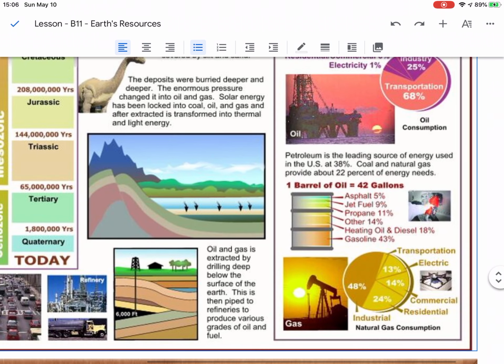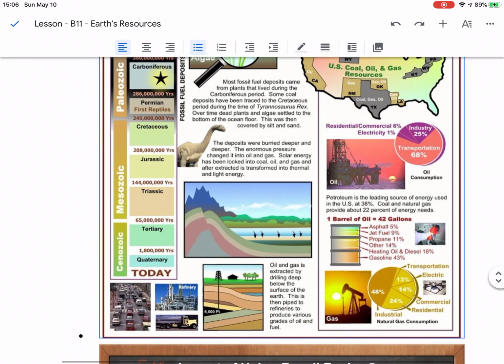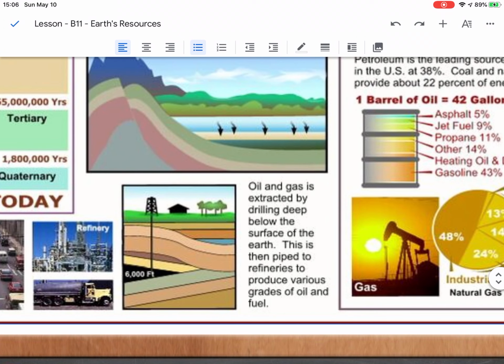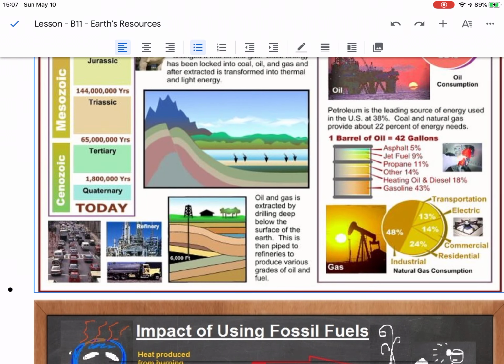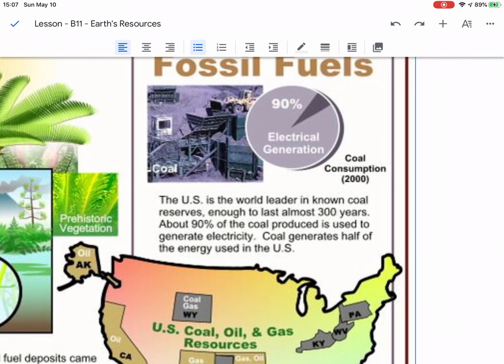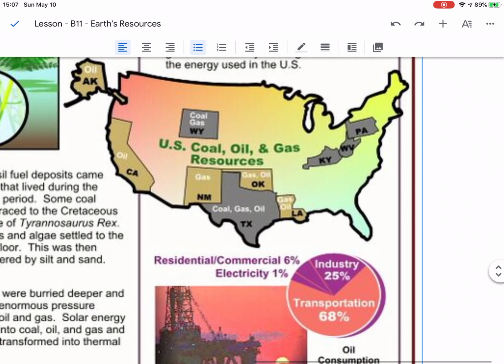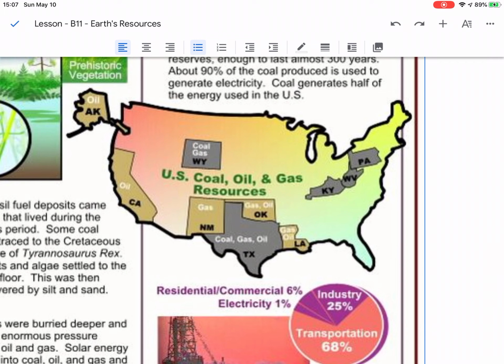Okay, now oil and gas is extracted because we have to find it. Over here we found some of the deposits, which we'll talk about in a second, but oil and gas is extracted by drilling deep below the Earth's surface, through all those layers that are putting pressure onto it. Once we get into the area where we can find it, we can find the oil, we can find the gas, or we can find the coal that we can then dig up and burn for our energy. Now there are 3 major forms of fossil fuels: coal, gas, and oil. And here are some of the places that hold a lot of the reserves.